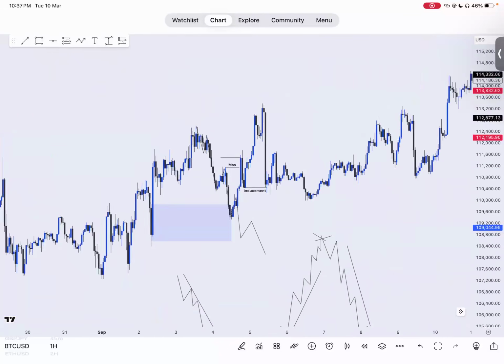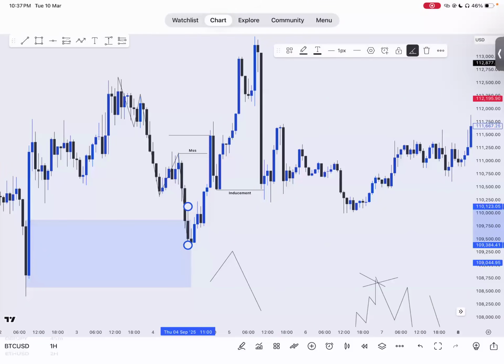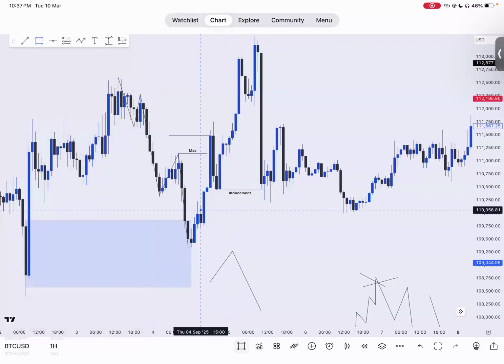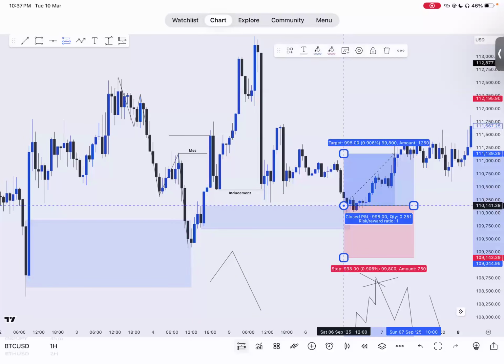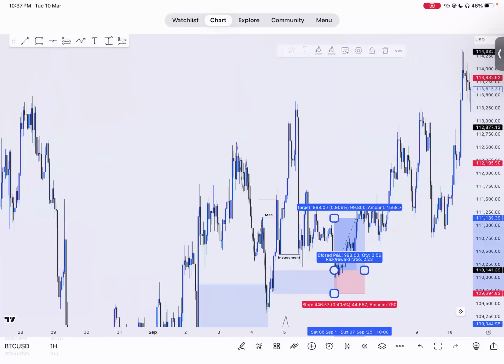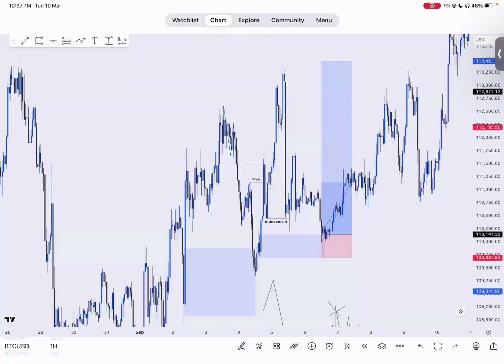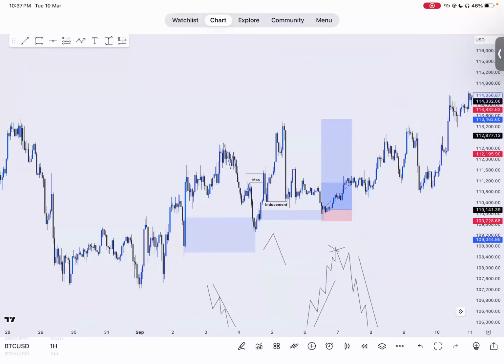Same thing here. MSS, inducement, other block below the inducement. This is the inducement, the other block below the inducement right here. So the moment the inducement gets taken out, target the other block nearest to the inducement. So this is just the basic introduction to the strategy.